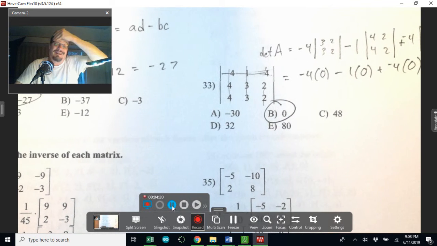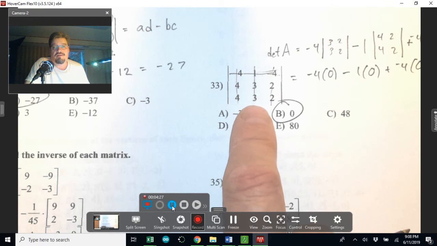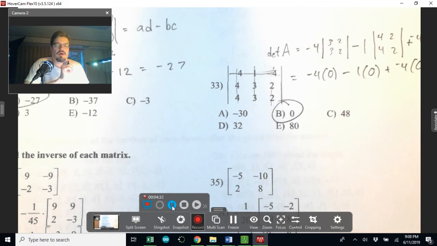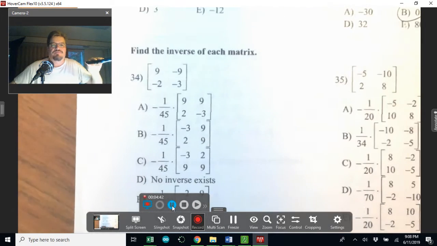And that means this has no solution. When you have a determinant of 0, it doesn't have an inverse. So if it doesn't have an inverse, it will not have a solution. All right, so moving on, we're going to actually find the inverses.